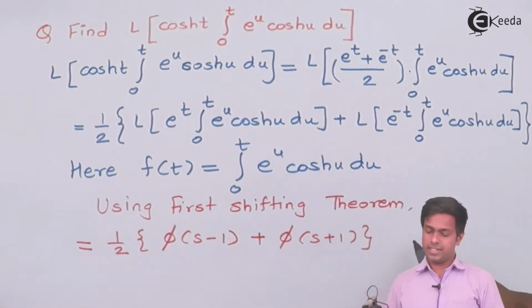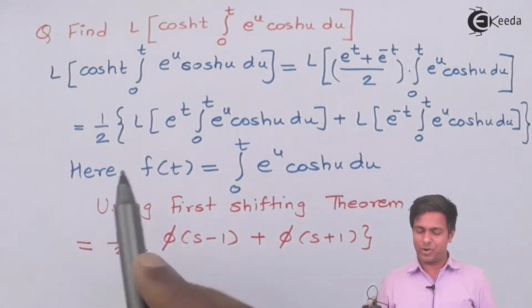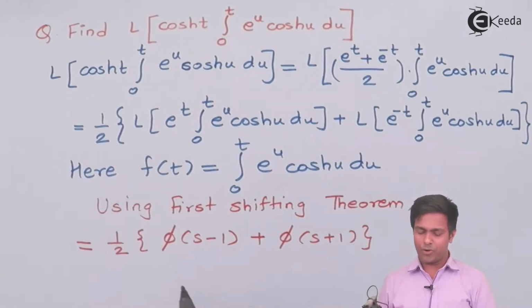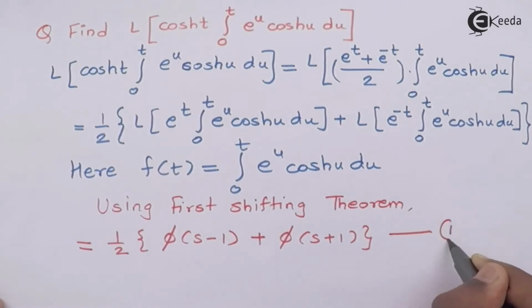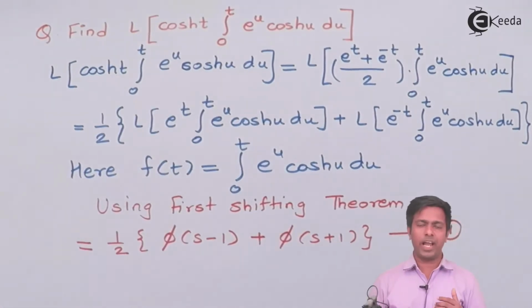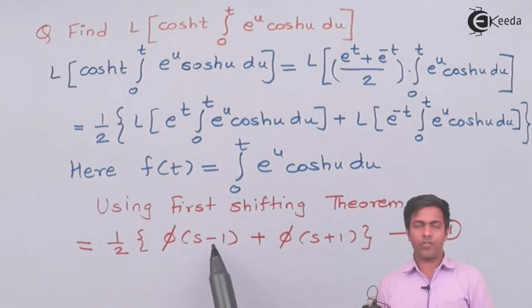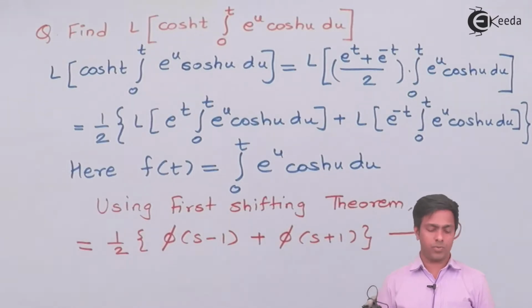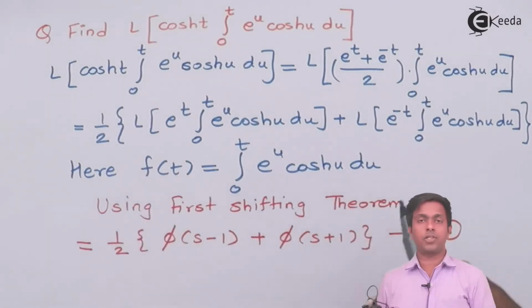And guys, for finding these two values, we have to first get phi of s, and we will get that phi of s from Laplace of f of t. So for time being, I will call this as equation number 1. And now we'll move to find out phi of s, and we will put that value of phi of s to get the value of phi of s minus 1 and phi of s plus 1. So let's start. So here I'll take this function, I'll find Laplace of this.